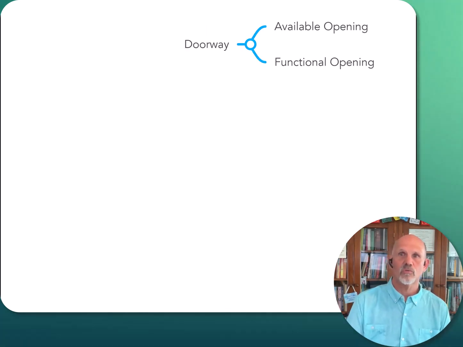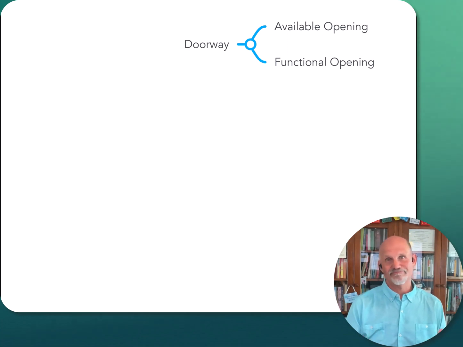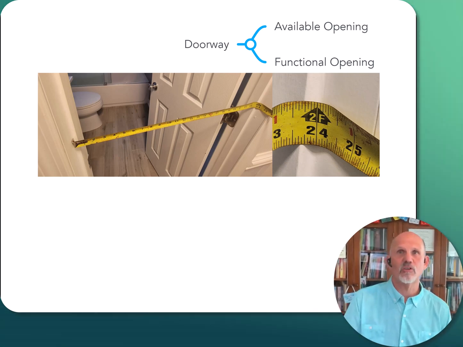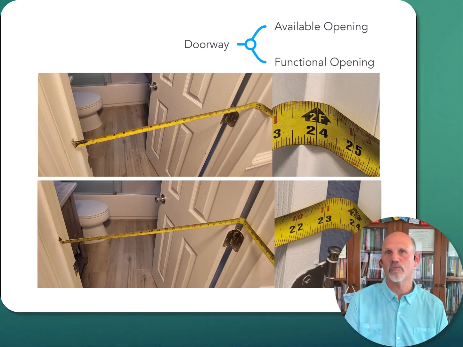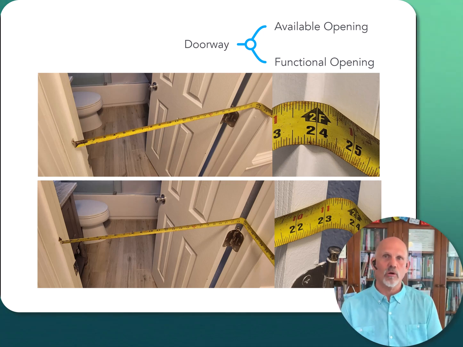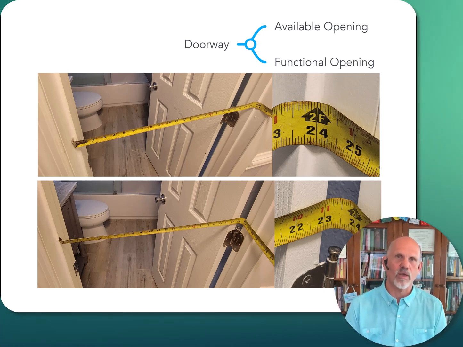So the first thing you need to understand is that a doorway has essentially 2 openings. There's the available opening and the functional opening. So if you look here, this is the functional opening. It goes from molding to molding, and it's about 24 inches, okay? Just 24 inches almost exactly. Well, the problem is that the functional opening goes from the molding on the door to the actual door. Now, that's about 22 inches. So the door and the molding itself have taken away 2 inches of functional opening from your doorway.